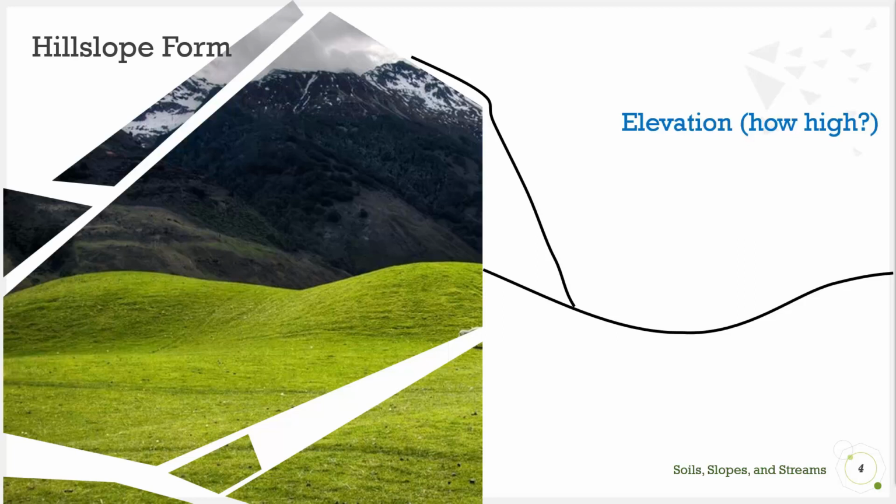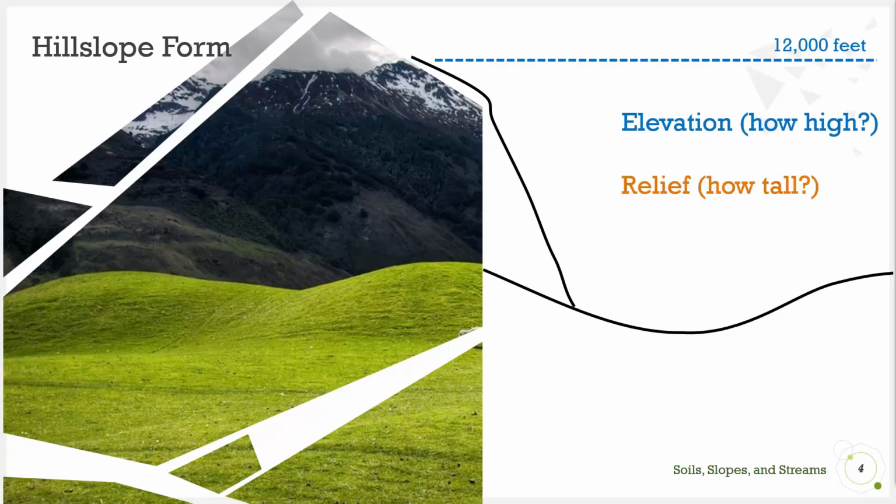First, how high are the mountains? This is measured as the altitude or elevation of the peak. Here, the peaks lie at an elevation of 12,000 feet. Next, how tall are the mountains? This is called the relief. We need two measurements to calculate this: the upper elevation and the lower elevation. If the mountains extend from 3,000 feet at their base to 12,000 feet at their peaks, then the mountains have 9,000 feet in relief.